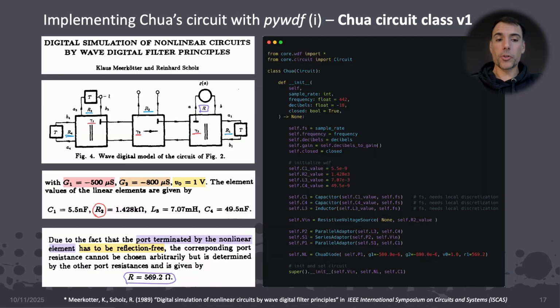The Muir-Kutter and Scholl paper provides a wave digital model of the Chua circuit with the elements, adapters, and parameters, as you may see on the left. We'll use it to guide the implementation of the Chua circuit class, which inherits from a PyWDF core class, circuit.